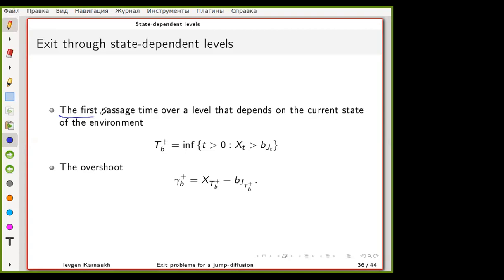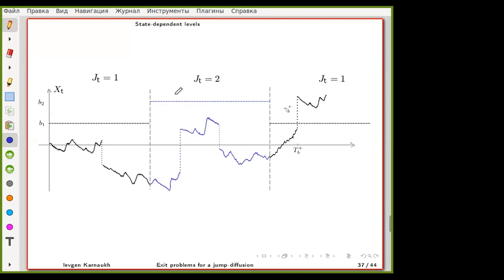What we discuss here is the first passage time over a level that depends on the current state and the corresponding overshoot. Here's a picture. We assume that our boundary changes at a changing state moment. So here is the moment when the state of our environment changes from 1 to 2, and in this moment we change the boundary we want to cross. So if we have a fixed boundary, here will be the moment of achievement of this level, the first passage moment. But if we have such a picture, tau plus b will be defined in this moment, and here will be the overshoot.